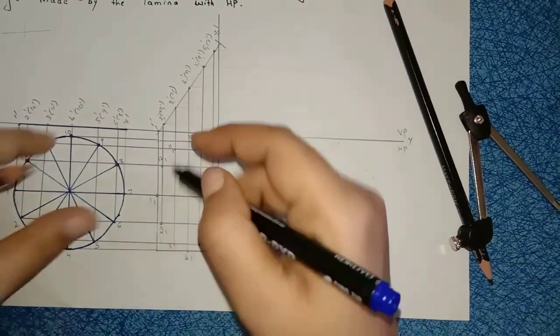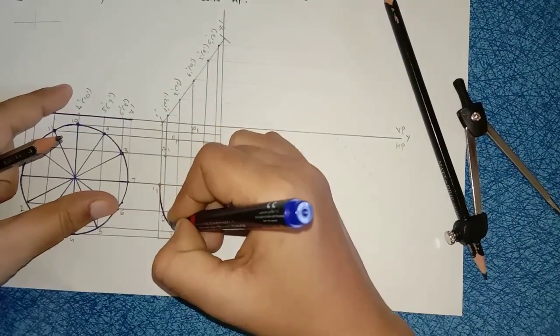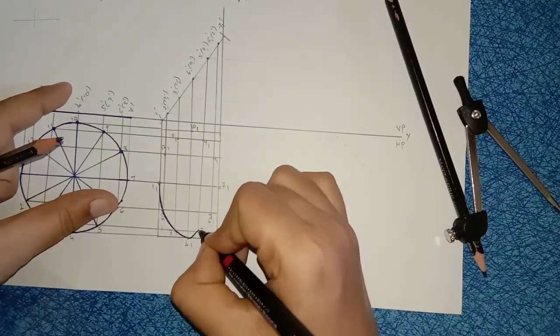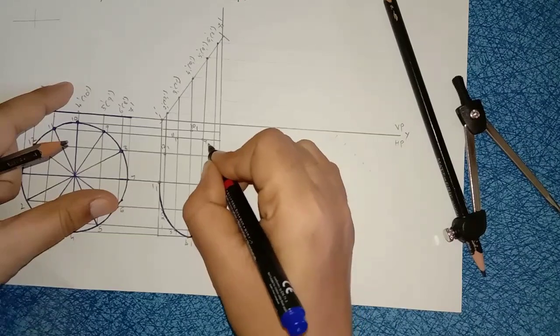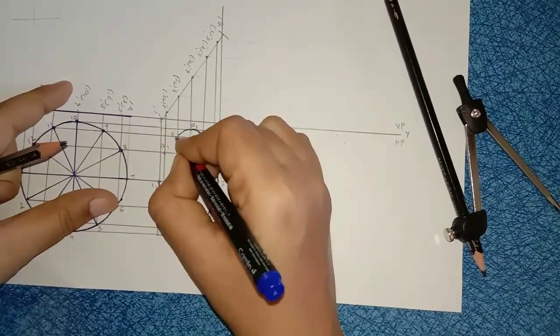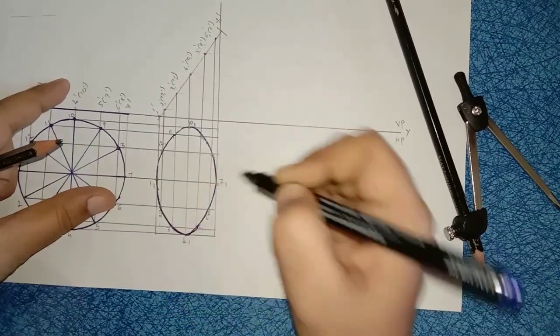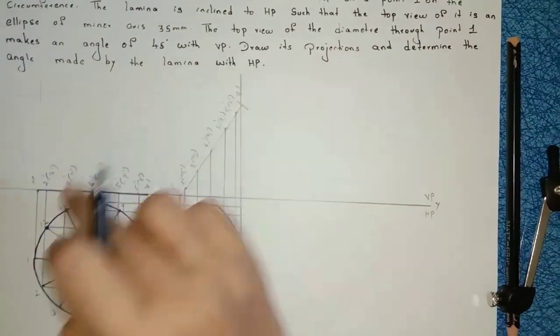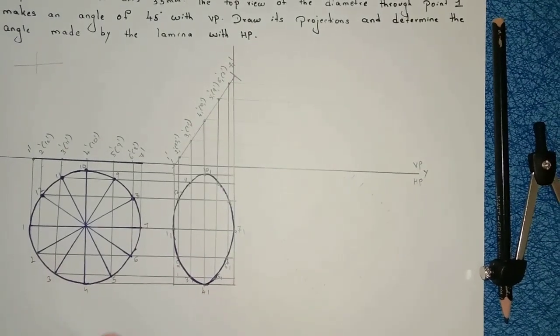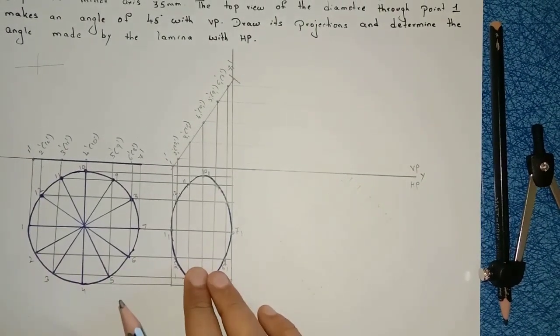So after that, now join all these 1 dash, 2 dash, 3 dash, 4 dash, 5 dash, 6 dash, 7 dash, 8 dash, 9 dash, 10 dash, 11 dash, and 12 dash. See, it looks like an ellipse. That is the question. The top view of a circle looks like an ellipse, right? So this is the second position.